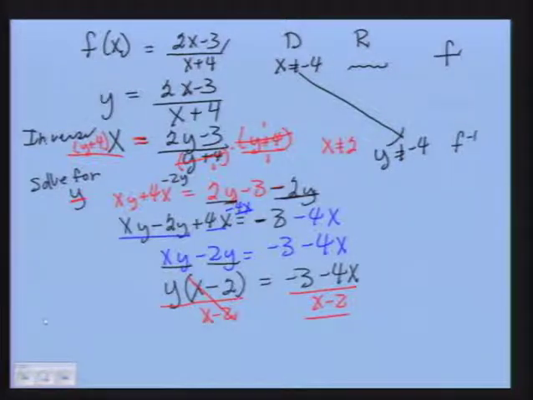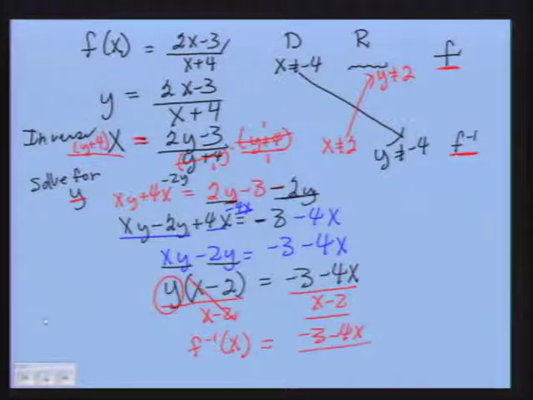And this is my inverse I'm working on. That means in the range, y could not equal 2 for the range of the original f. So now I have y, which I'm going to call f inverse of x, equals minus 3 minus 4x divided by x minus 2.